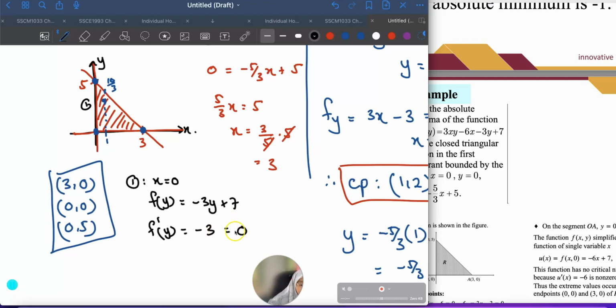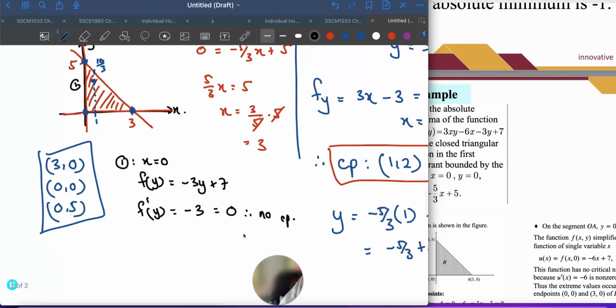So there is no critical point, because obviously there is no solution here. It is impossible for minus 3 to be equal to 0. So there is no critical point there. Okay, the critical point does not exist.